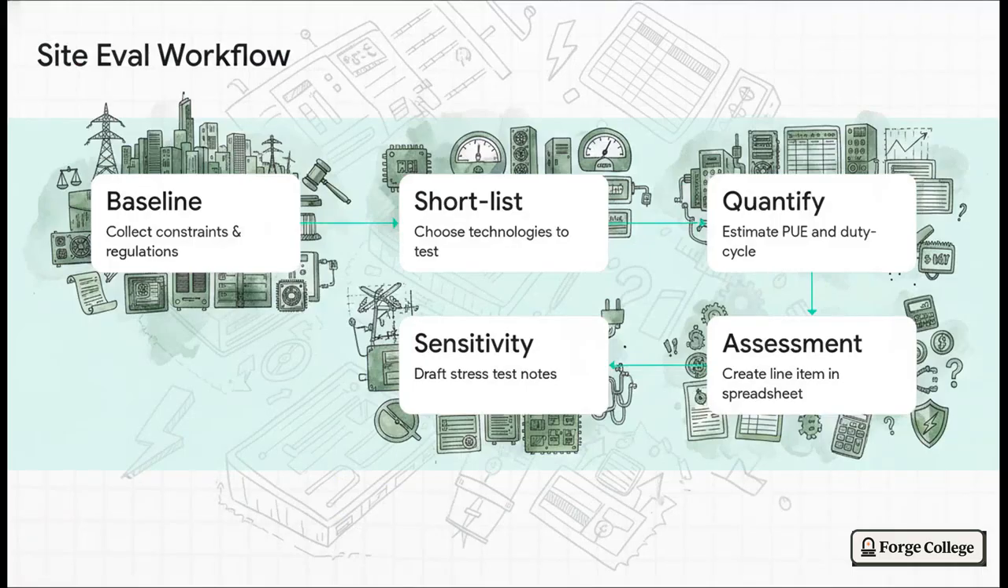Mapping out this workflow in the real world is kind of like a 5-step instruction manual. Step 1, you've got to collect your baseline. What are your grid limits? What are the local regulations? Step 2, you create a short list of the technologies that actually fit within those exact constraints.